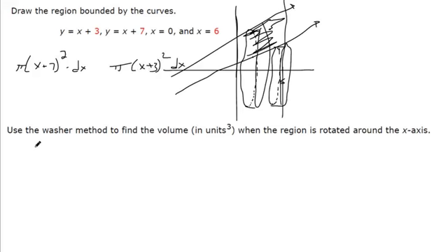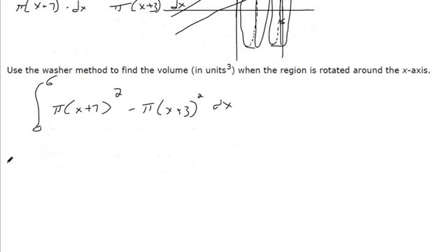So the washer method is where you integrate from the starting point on this, in this case, the x-axis, to the ending point in the x-axis. And it's pi r squared minus pi r, different r, squared dx. So we can factor out the pi.